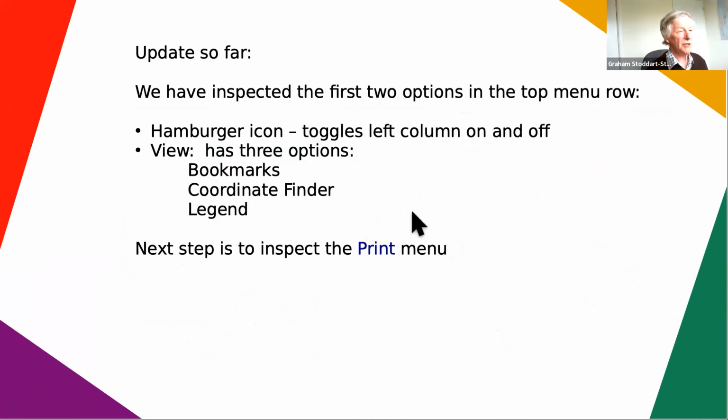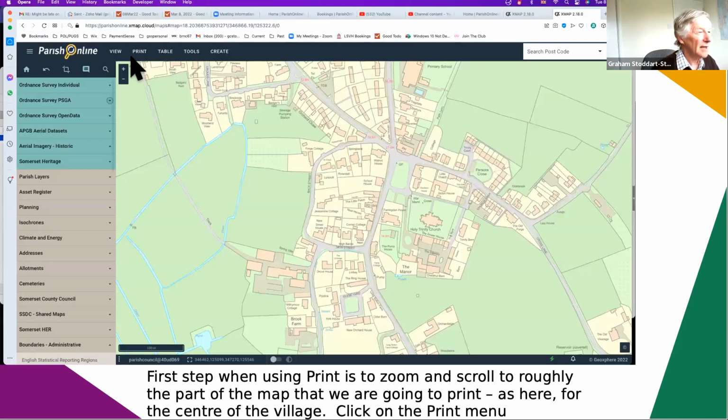Right, so just to show you where we've been so far, we've done the hamburger, and we've looked at bookmarks, coordinate finder, and legend. And we also did the coordinate finder in reverse, so that if you're given coordinates, you can find a spot. And if you have a spot, you can give its coordinates. Next one we're going to go on to is the print menu. Again, second one along from the view.